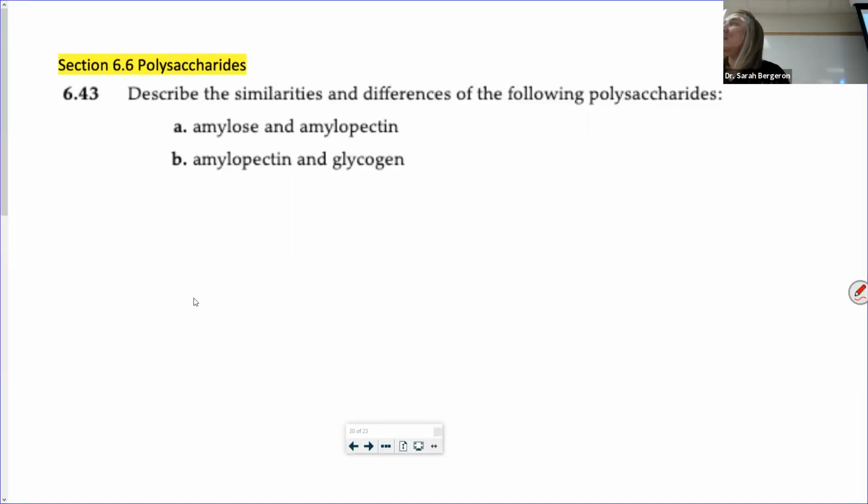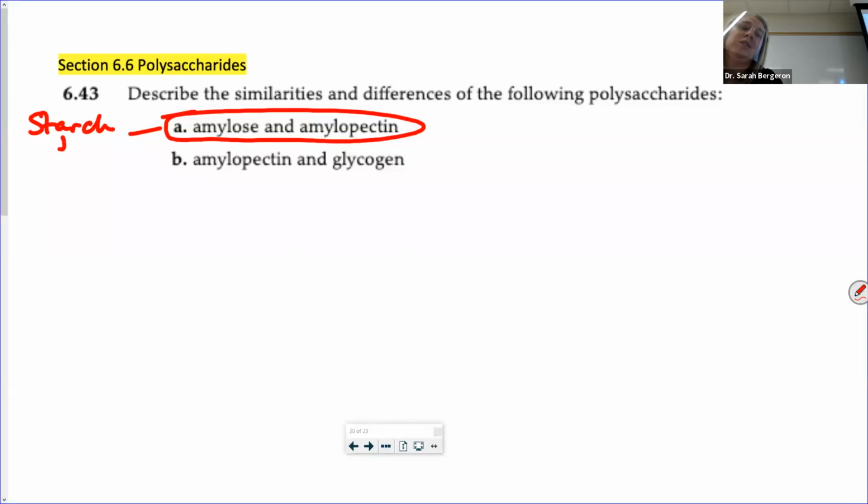Another major way that we use polysaccharides is in giving things structure, or giving things the ability to recognize a particular cell because it has this sugar on the outside of it, right? So let's talk about some of the big ones. Amylose and amylopectin. What do those 2 together make up? Starch. What is starch? It's a storage polysaccharide in plants.